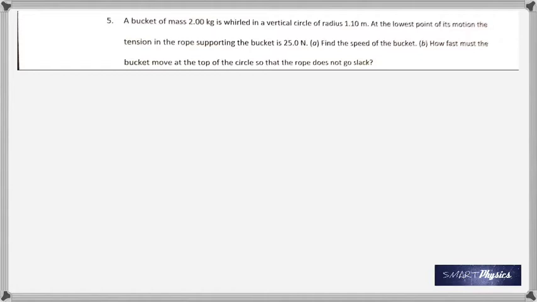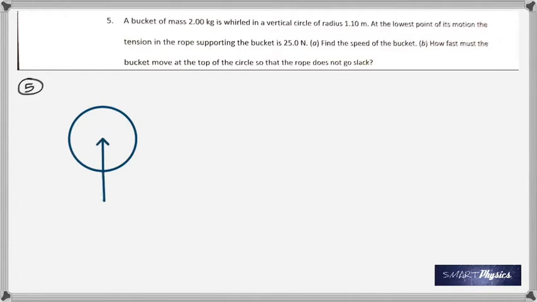At the lowest point of its motion, the tension in the rope supporting the bucket is 25 Newton. Find the speed of the bucket and how fast must the bucket move at the top of the circle so that the rope does not go slack. So there are two questions here. At the lowest point of its motion, the tension is given.